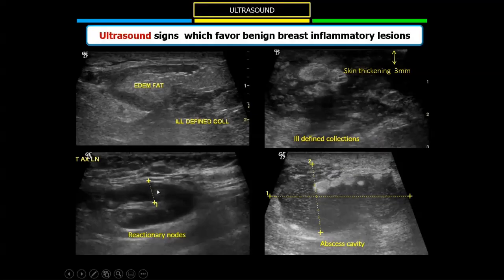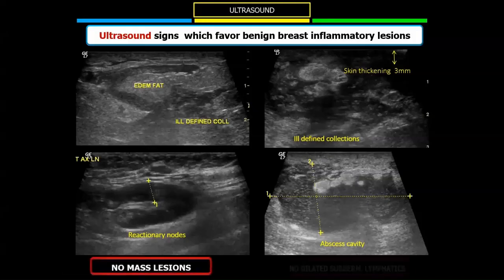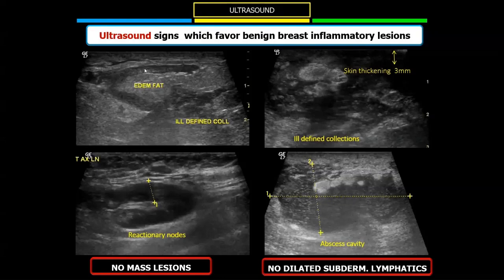And at the same time, we do not find any malignant mass lesions, and we do not find dilated subdermal lymphatics. And the subdermal lymphatic is this very fine layer seen here, separating the skin from the breast parenchyma, and it is usually a potentially collapsed space. It only becomes dilated when there is a lymphatic obstruction.